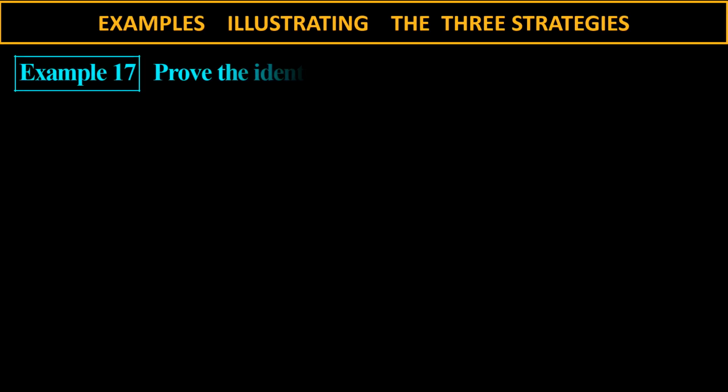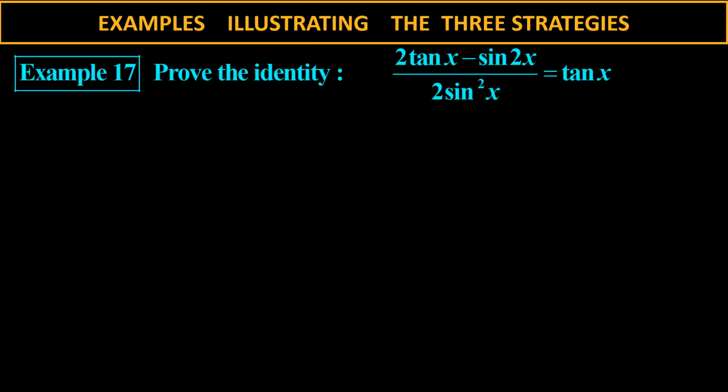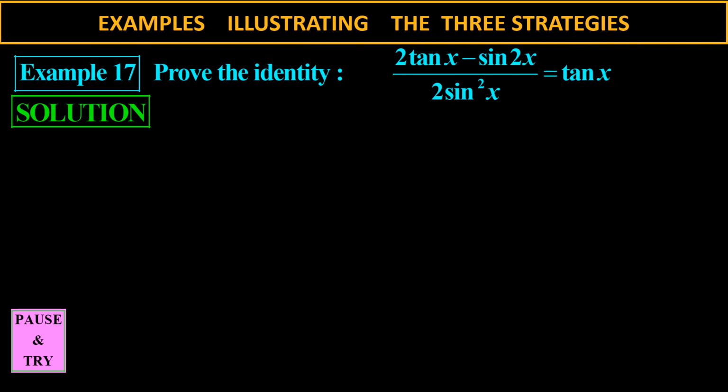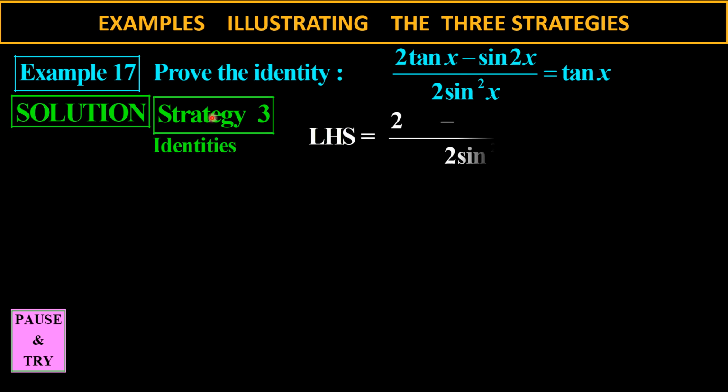Let's consider another identity. Again, we're going to take the left-hand side. If we look at the numerator, there are no like terms, and there's nothing to cancel, so we cannot apply any of the strategy 1 techniques. Strategy 2, can we factorize the numerator? No, we cannot. So we cannot apply strategy 1 or strategy 2, which means I have to use identities. And which identity? That's correct.